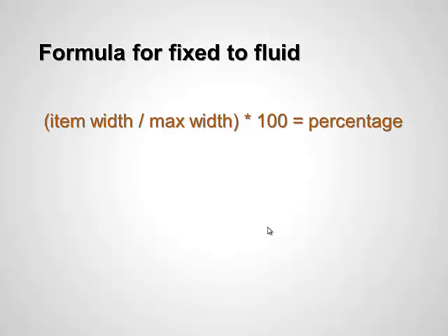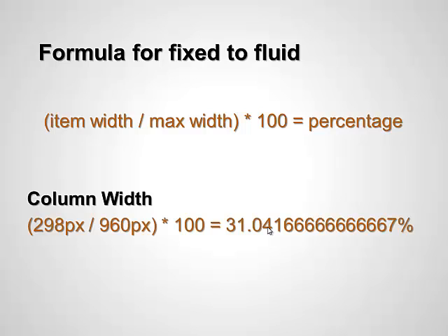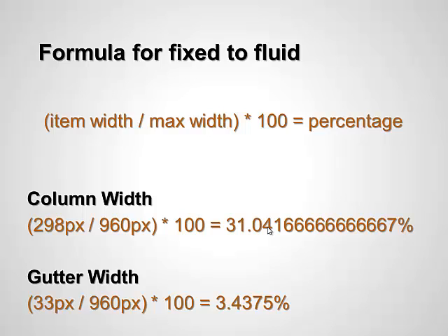So there's an easy formula here, and you don't need to remember this. This is real easy to Google and find. But the easiest way to convert a fixed pixel width design to a fluid design is just say the item width divided by max width times 100, and that'll give you your percentage. Our columns, we said, were 298. Our interface is 960, so if we plug those in, we get a column width of about 31%. And then our gutters, we'll do the same thing. We said our gutters were 33 pixels, our interface is 960, and that gives us a width of about 3.4.